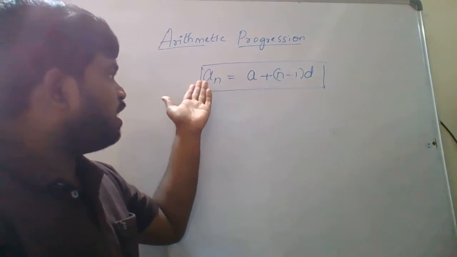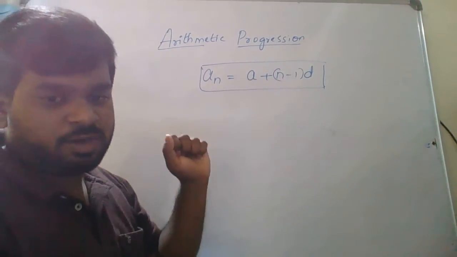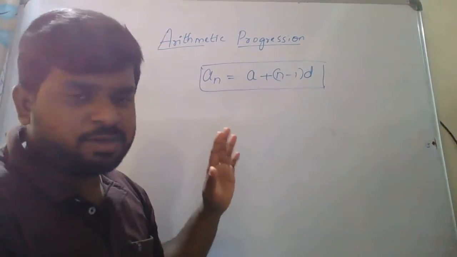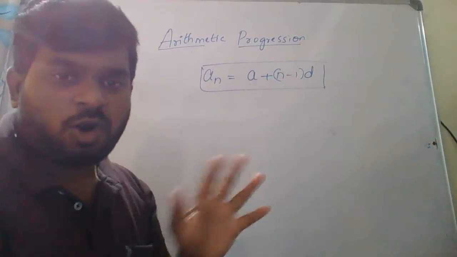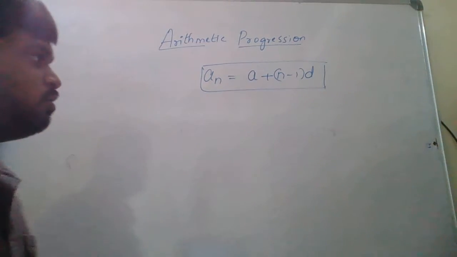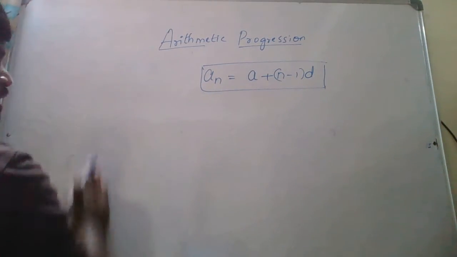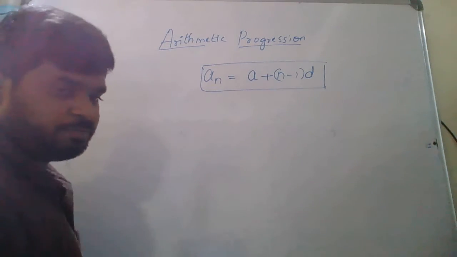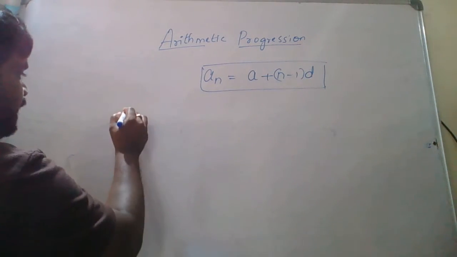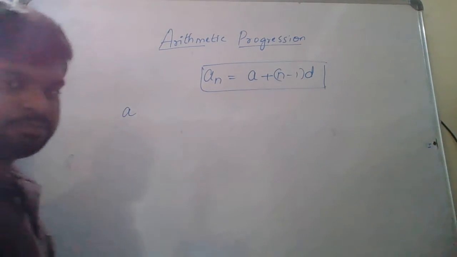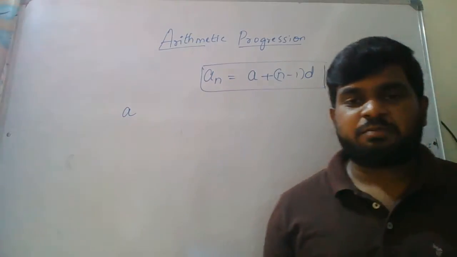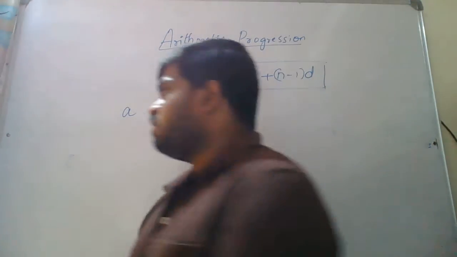I gave you a formula, an is equal to a plus n minus 1 into d. How did we get it? It is a very simple thing, so I'm going to derive it. It is not important from the exam point of view, but let's just derive it. Let's say I'm going to take my first term as a.